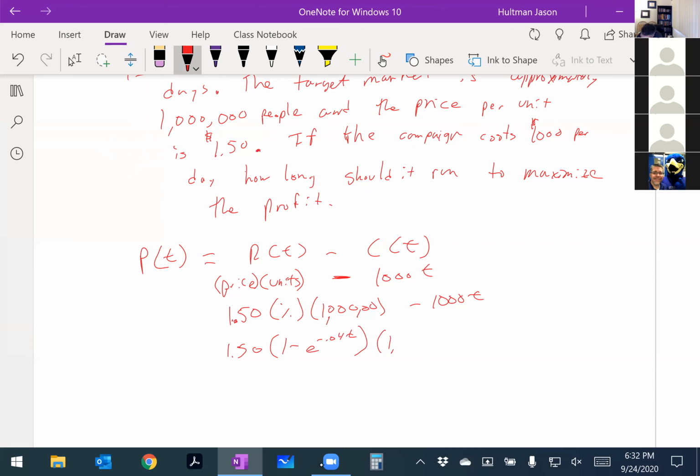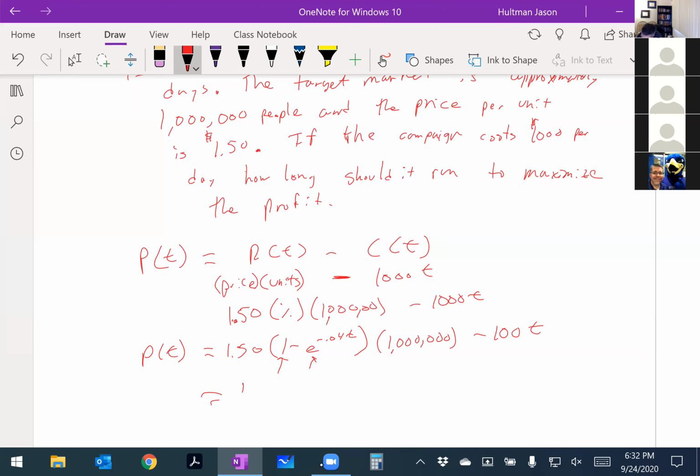Okay, times 1 million, minus 1,000 t. That's P of t. Okay, so I could clean this up a little bit. If I were to take this 1.50 and multiply by 1 million, that's 1,500,000. And then distribute that to here and to here.